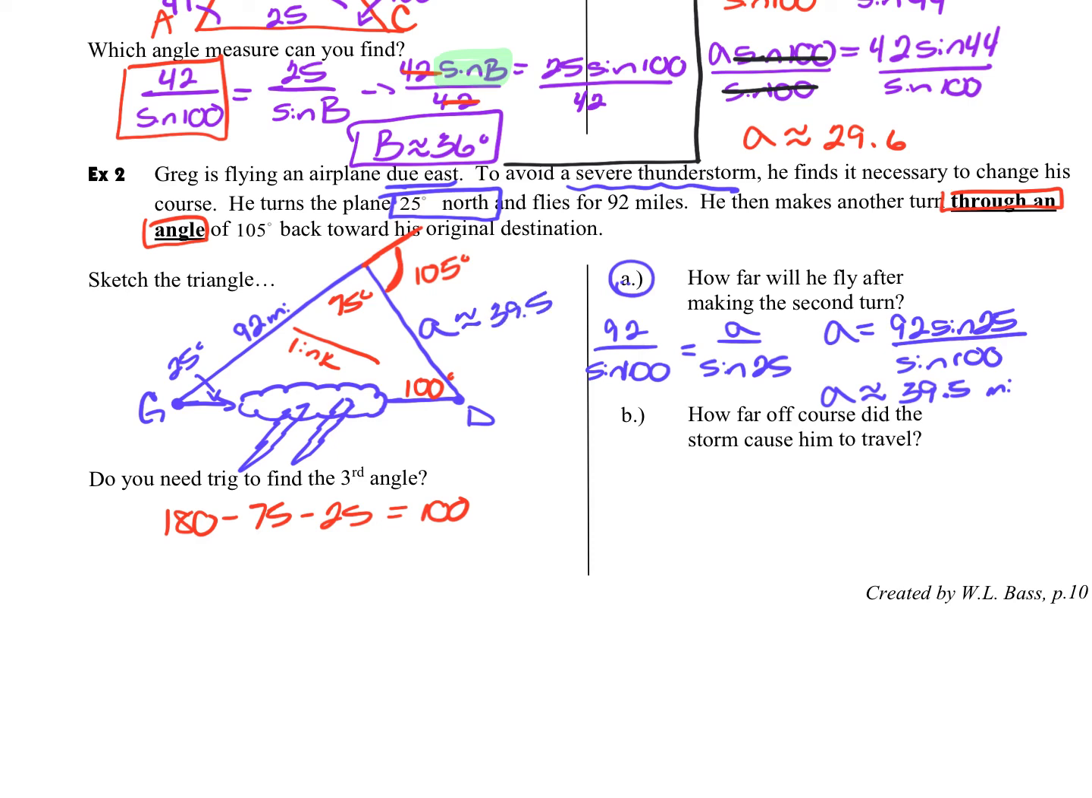Now the last thing that we want to know is how far off course did the storm cause him to travel? So now what that means is we want to know what was his actual travel distance. Well, his actual travel distance was this 92 plus the 39.5 that we already found. But we need to subtract from that what he originally only planned to do. Well, his original planned destination was just to be able to go straight across.